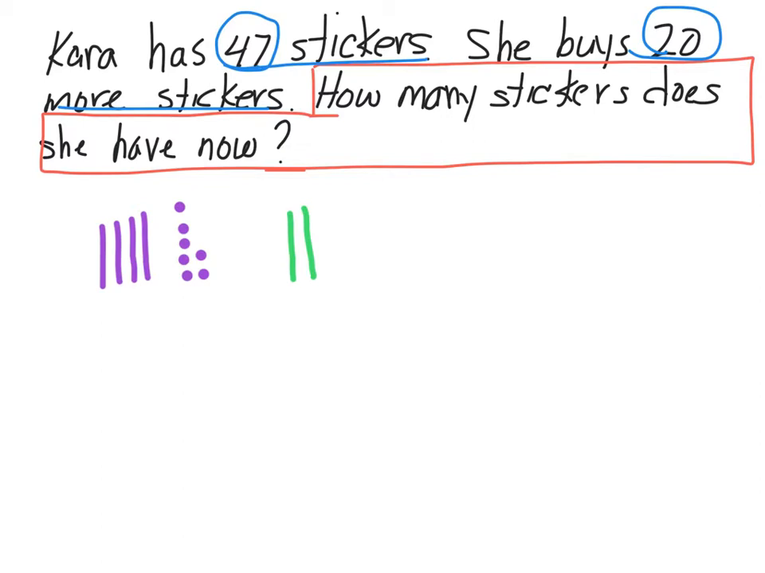Well, we have 4 tens, and there are 2 tens. So we know that we have 6 tens. So now we can see that we have 6 tens, 7 ones. 6 tens, 7 ones is 67.